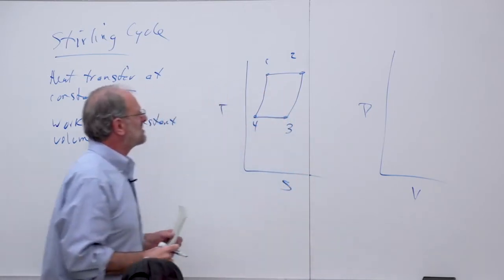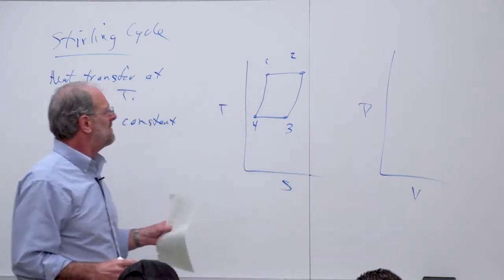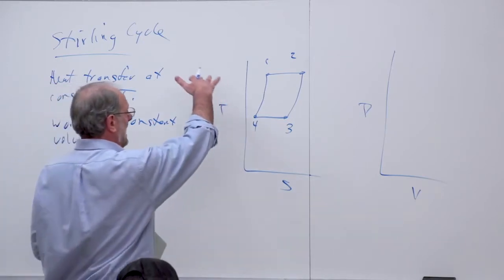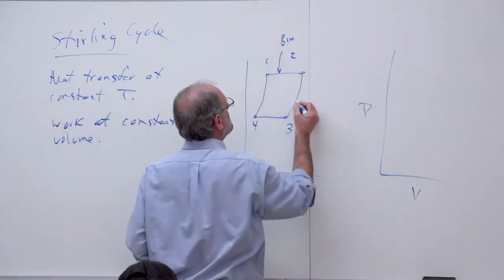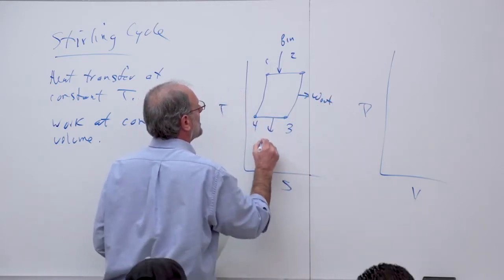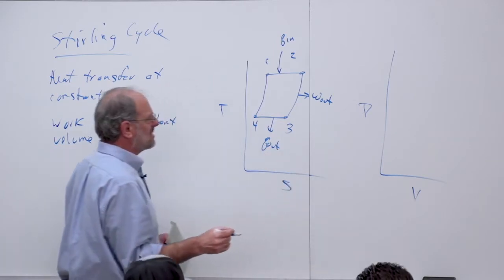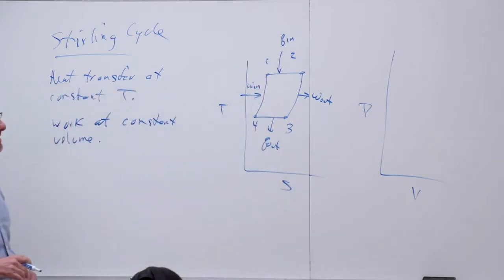Okay, so we're basically starting, at least in this cycle, at some elevated temperature, T high. And now we're going to add heat at this constant temperature. So this is our heat in. Then we're going to have some work output. We're then going to reject heat, also at constant temperature. And then we'll require some sort of work input.